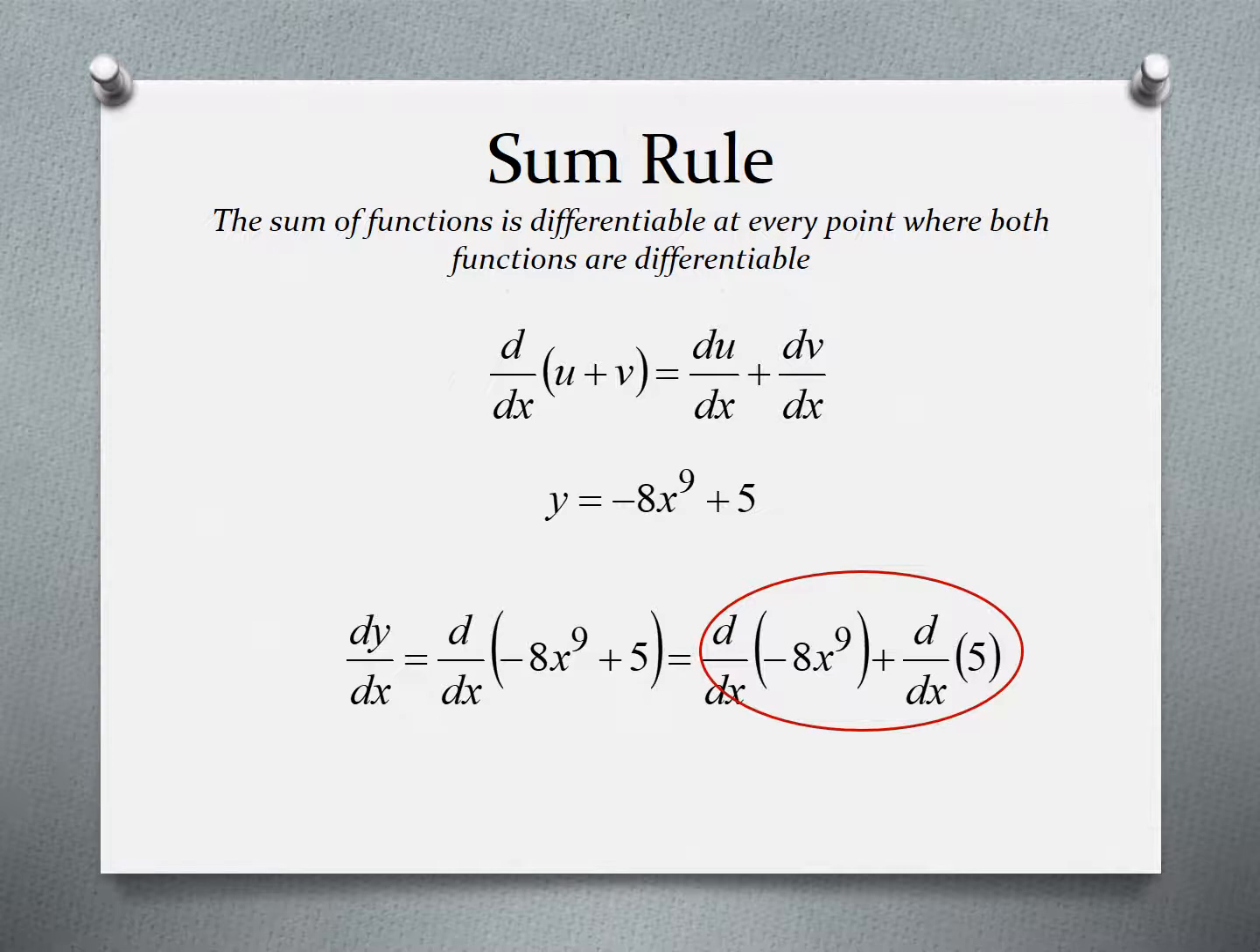And we dealt with those in the previous slide. So we know that -8x to the ninth becomes -72x to the eighth, and we know that that 5 goes to 0. So we're really just looking at the derivative of y is equal to -8x to the ninth plus 5. Well, we can easily identify the slope of the tangent line, which is going to be y prime is equal to -72x to the eighth.